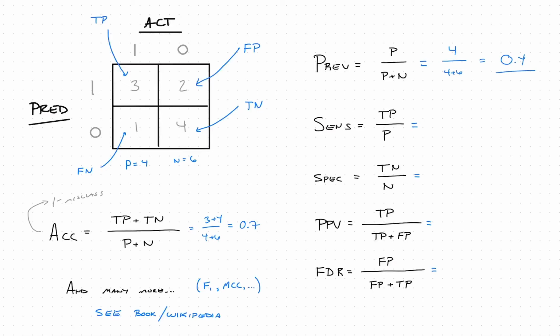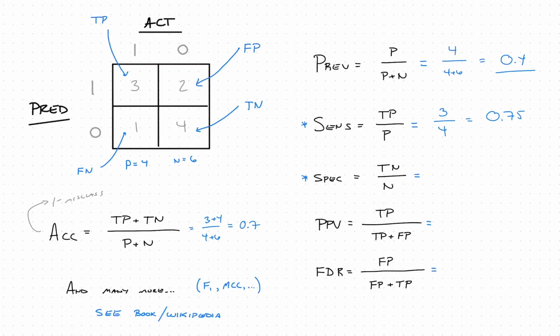The next two metrics are probably the most important after accuracy, which are sensitivity and specificity. If you've ever discussed medical diagnostic testing before, these two come up a lot. So the sensitivity is: of the things that are truly positive, how many did we identify? That is the true positives divided by the number of positives, which here is 3 divided by 4, so 0.75. So this is essentially the rate at which we're detecting the positive class.